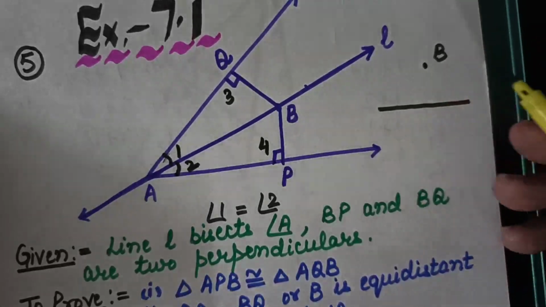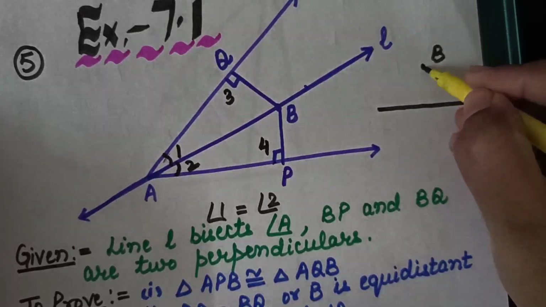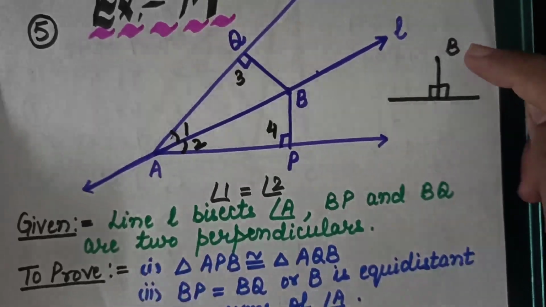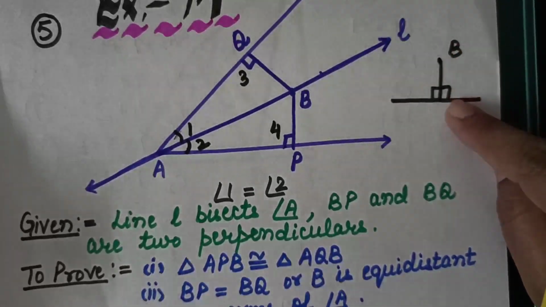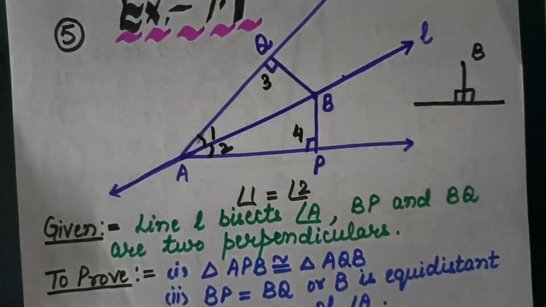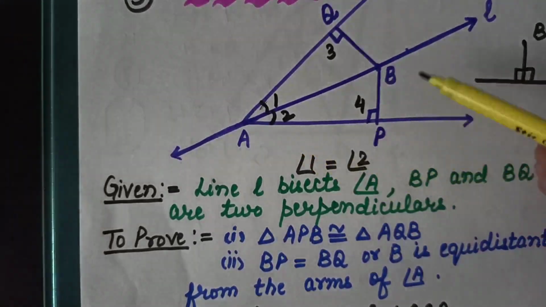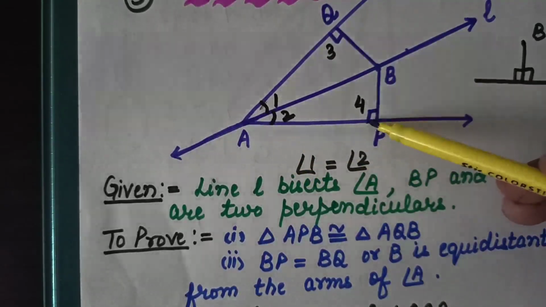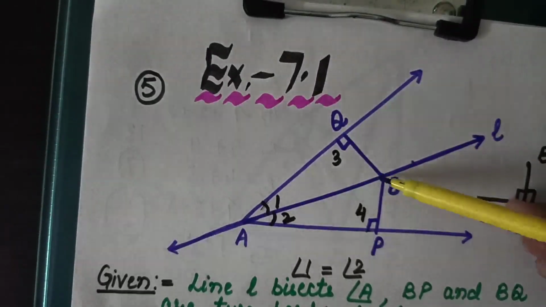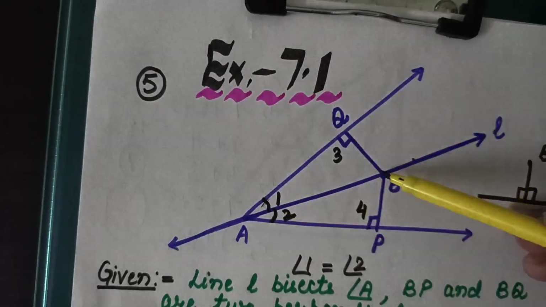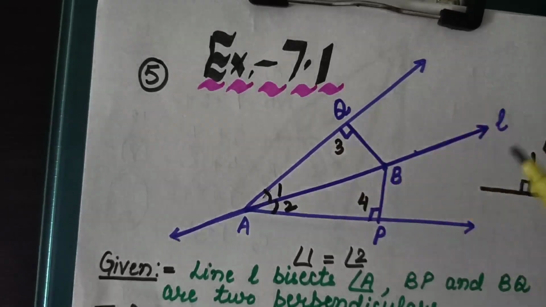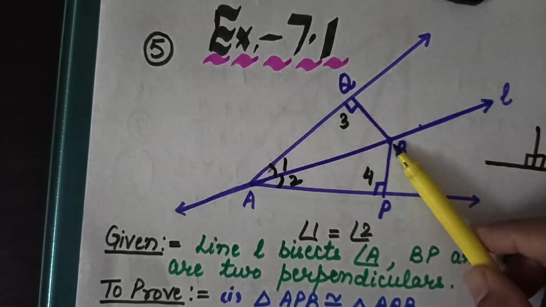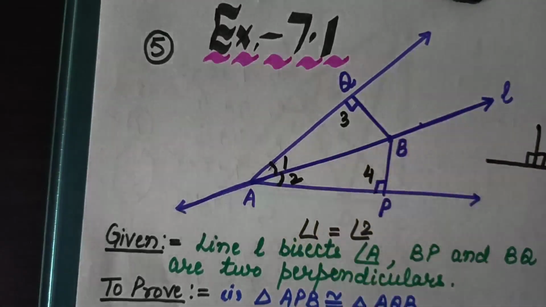Now the distance of this point from the line is the perpendicular one. So if I draw a perpendicular on this line, it will tell us the distance of point B from the given line segment. In the same way, if we need to find out the distance of point B from AP, it is BP because this angle is 90 degrees. In the same way, this BQ is the distance of point B from the other arm of angle A. So BP and BQ are the distances of this point B from these two arms of angle A.